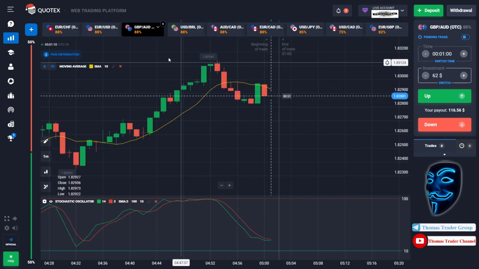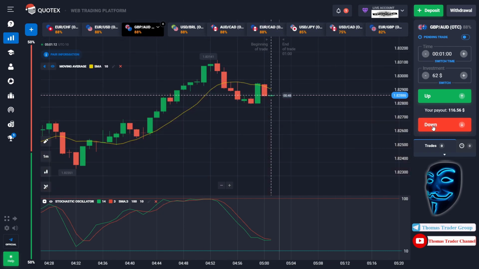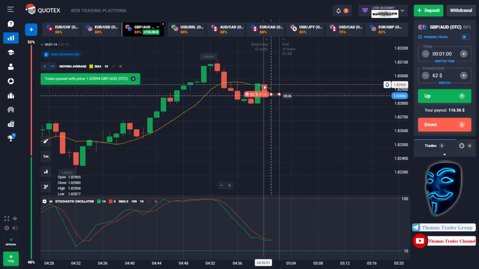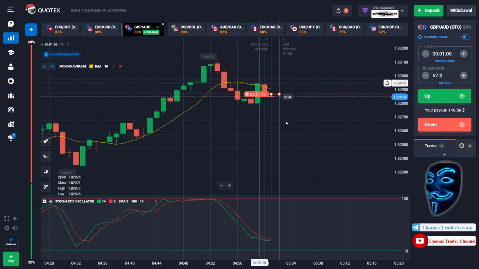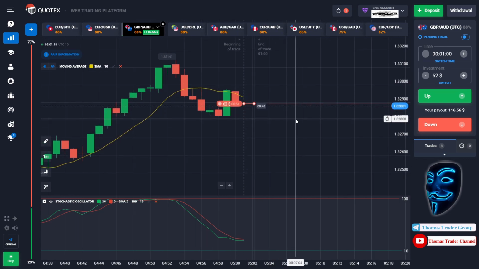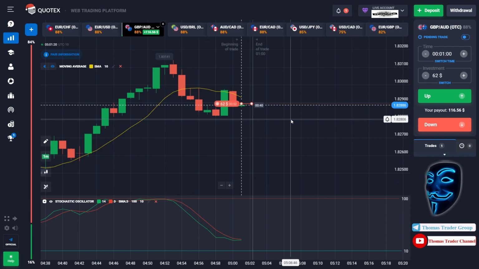And over here we still can open sell for 1 minute because the market has just made a rebound on the moving average line. I'm sure that the market will still continue the bearish trend. Let's prove it and let's wait till the end of our trade.